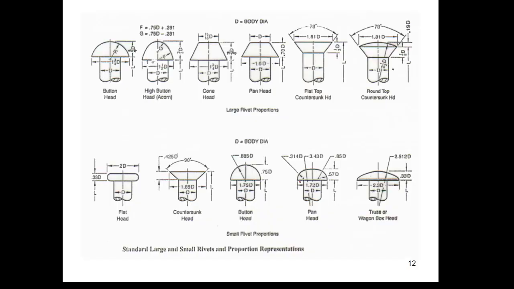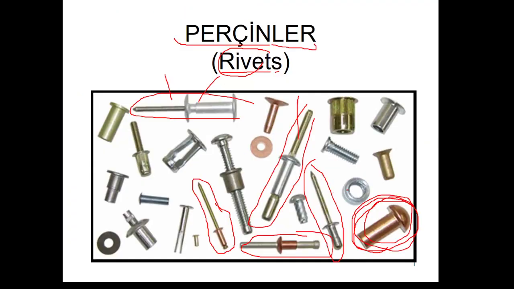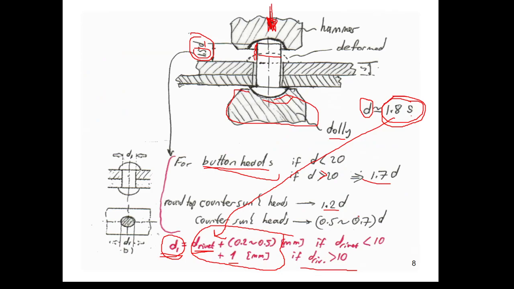On this slide you can see the names of the rivets. We name the rivets considering the shape of the heads. If the head of the rivet is spherical in shape, then it is called a button head rivet. Yes, I said that it is the most commonly used one. This is a button head rivet.